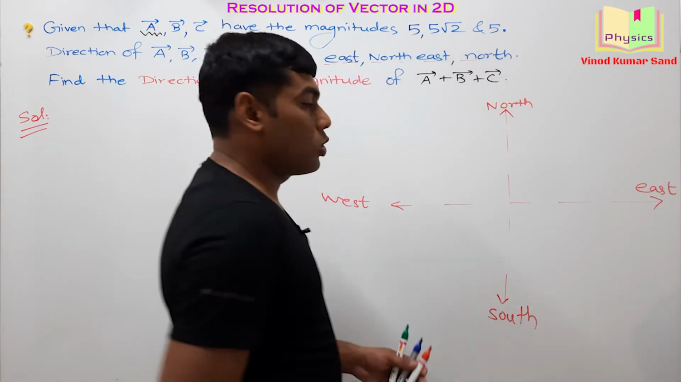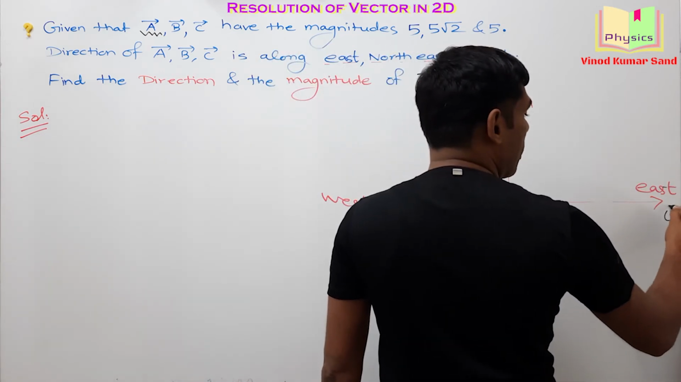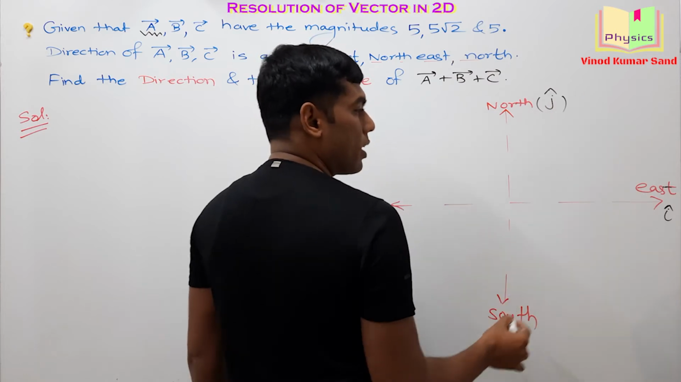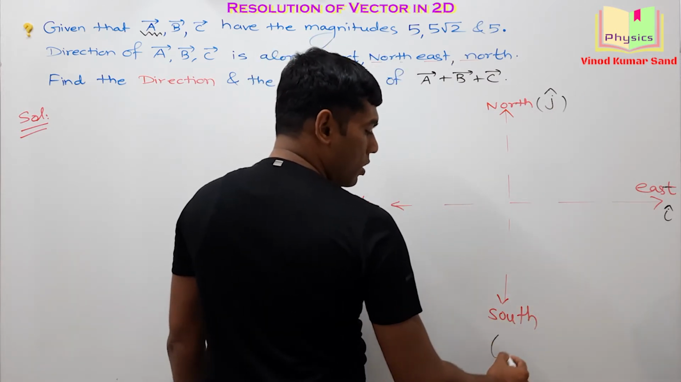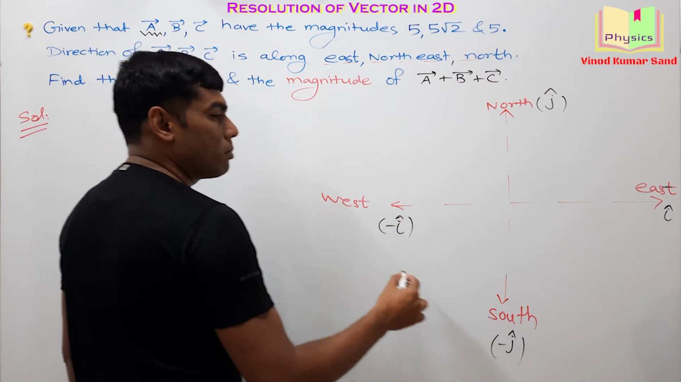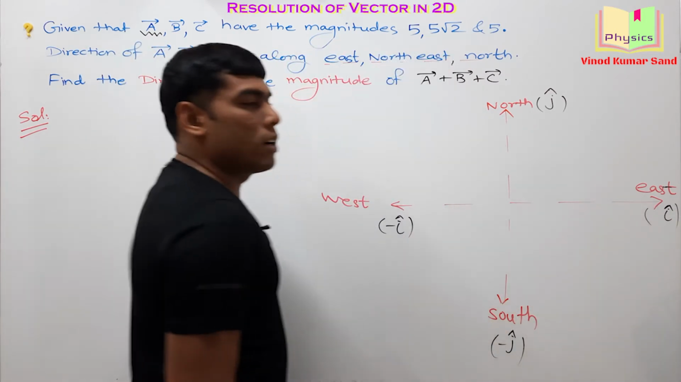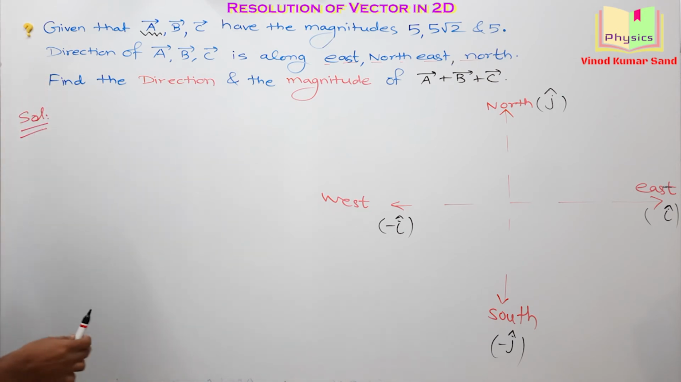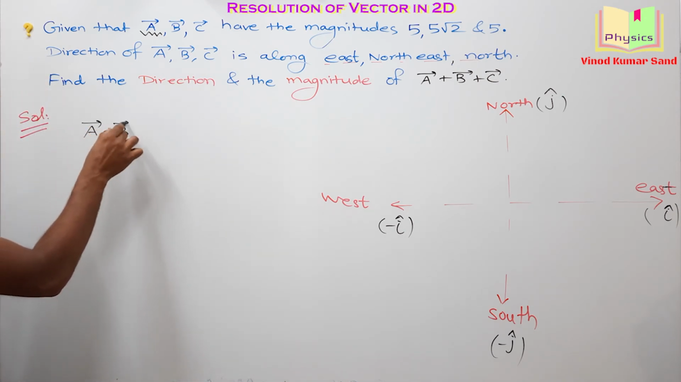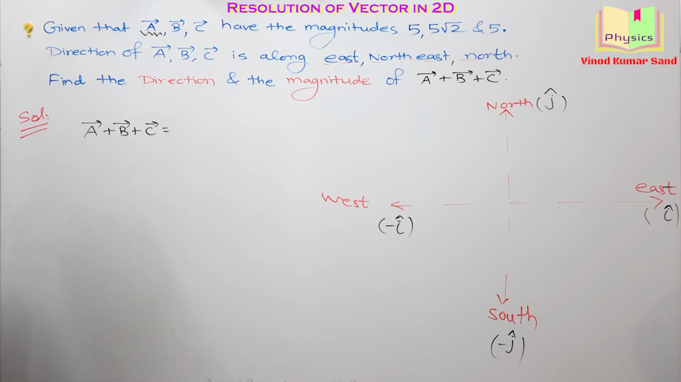Along the east direction, the unit vector will be i cap. Along the north direction, the unit vector is j cap. Along the south direction, the unit vector is minus j cap, and along the west direction, it is minus i cap. Okay. Now we need the A vector plus B vector plus C vector.